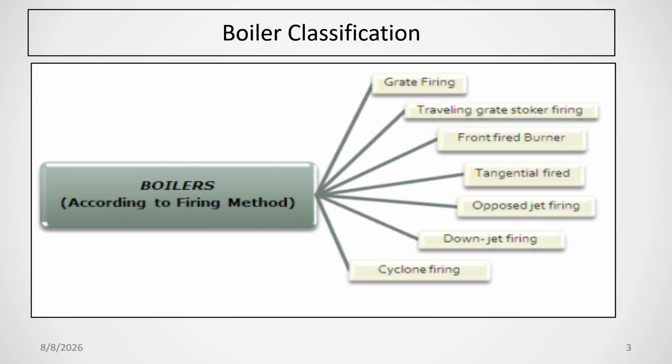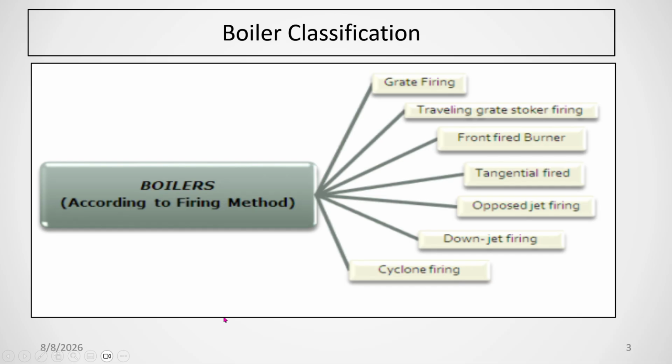Now, classification of boilers as per the firing methods: grate firing, traveling grate stoker firing, front fire burner, tangential fire burner, opposed jet firing, down jet firing and cyclone firing. These are the types of firing based on the firing methods. These are the types of boilers we are using in industry.